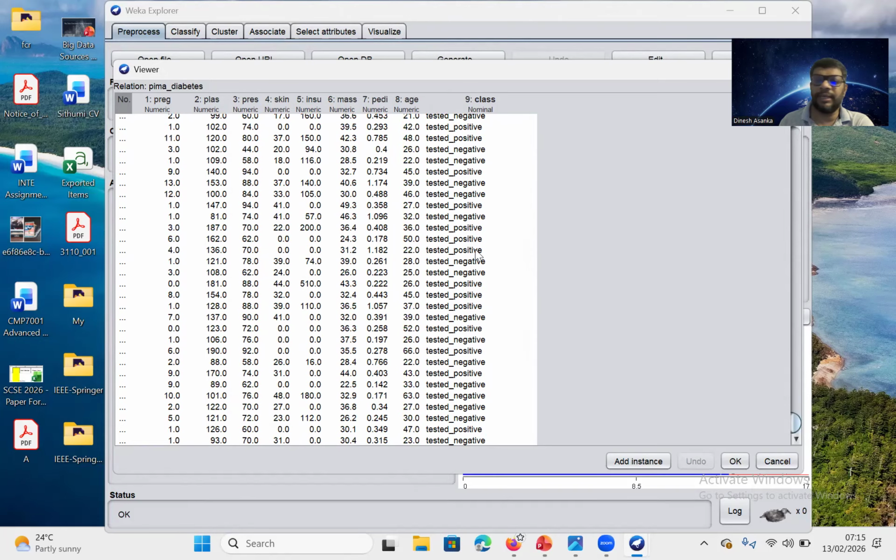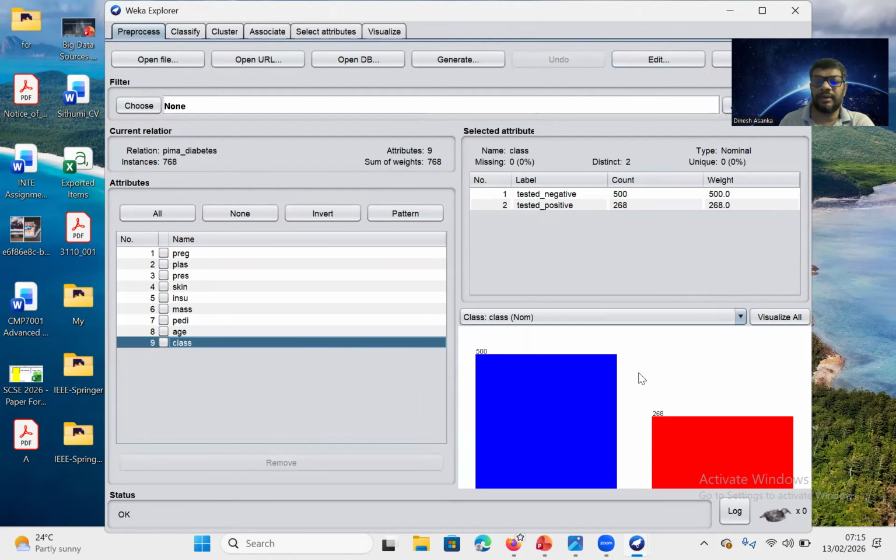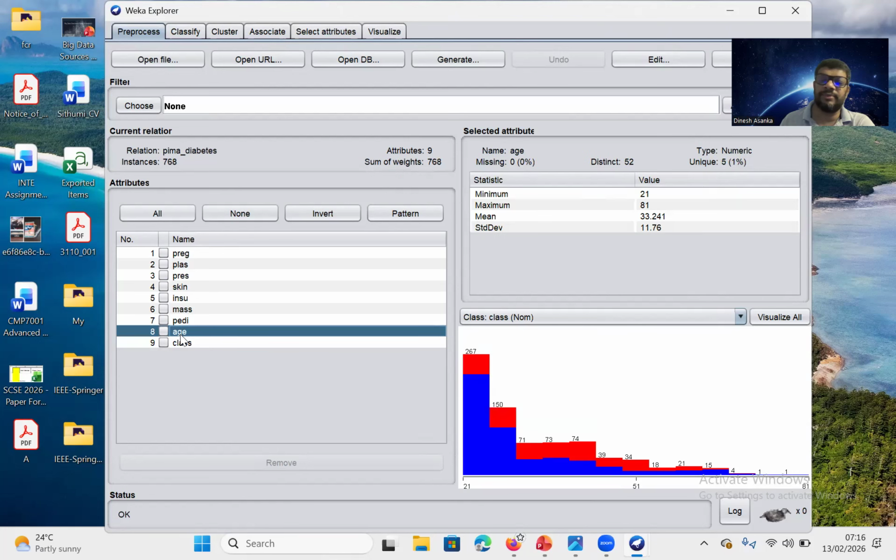If you want to remove data, you can do that. If you want to add any instances, you can do that in WEKA, which I'm not going to do right now. And if you go to the WEKA, you will see the classes. So you can see there are 500 negative cases and 268 positive cases. So altogether 768 cases.